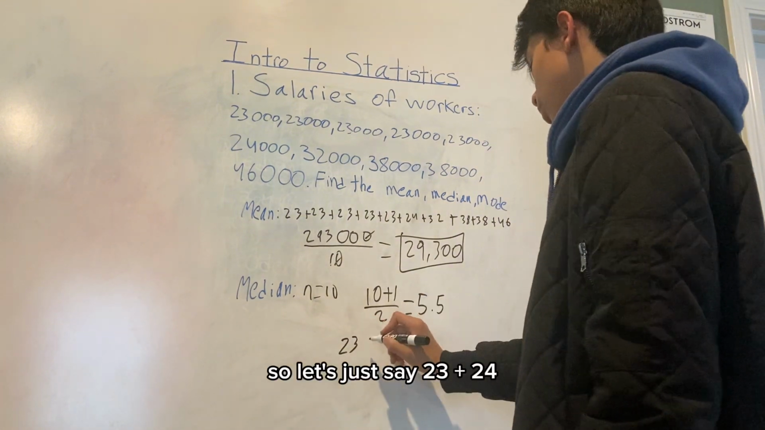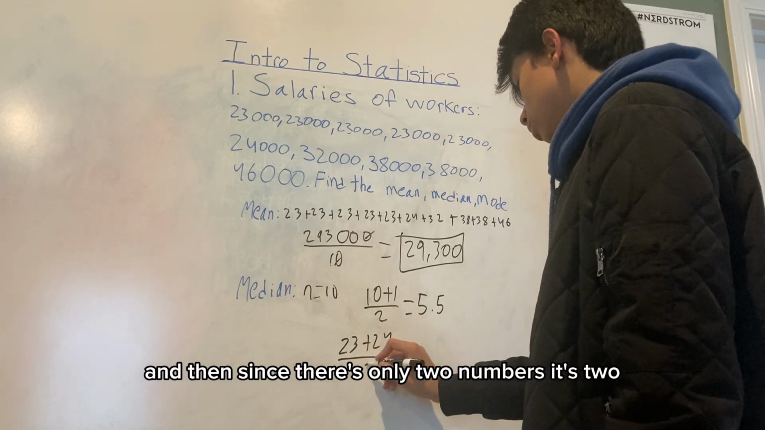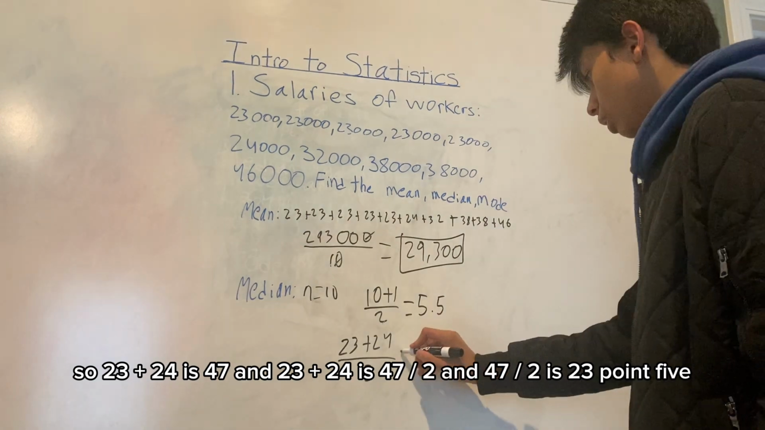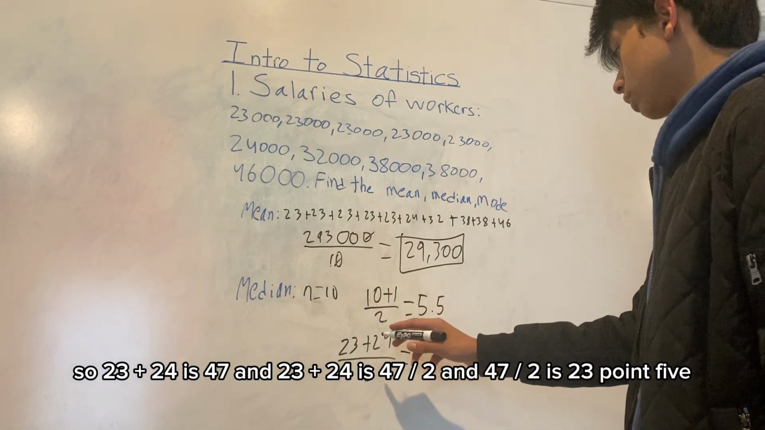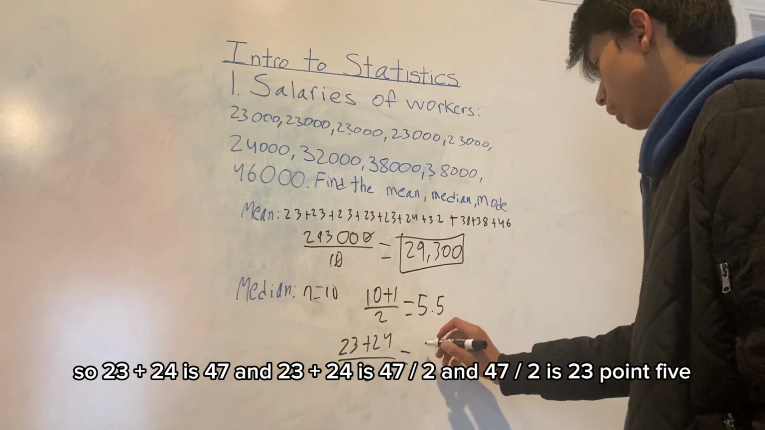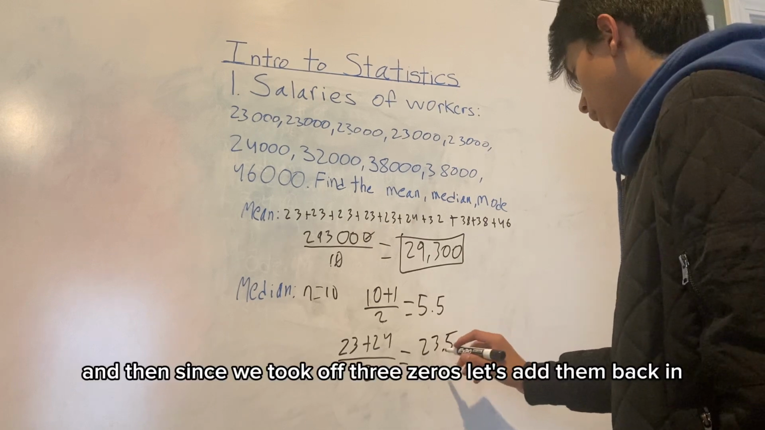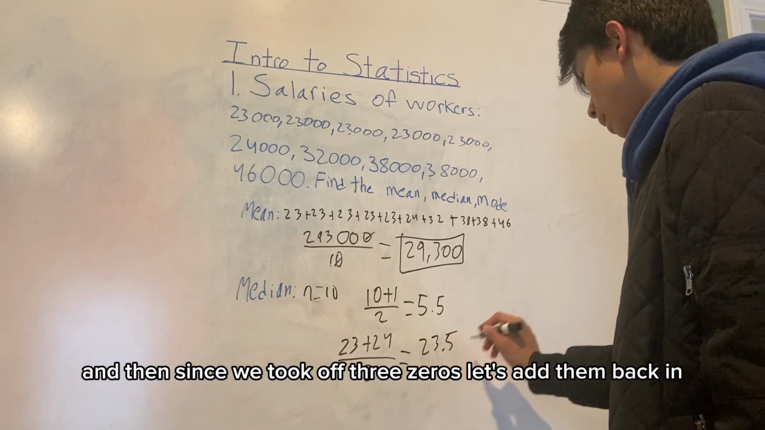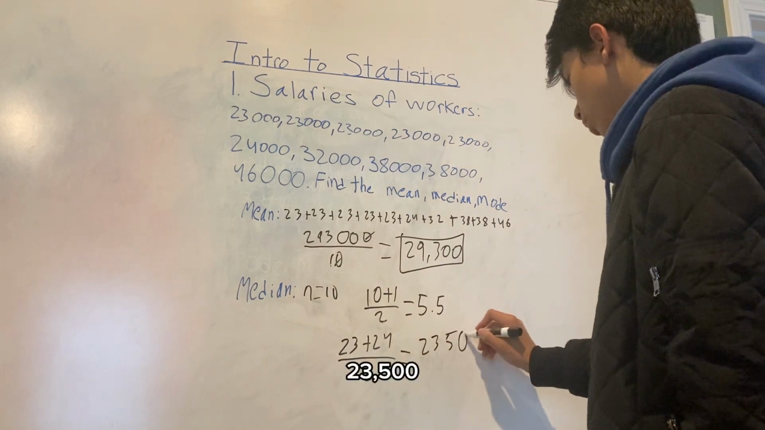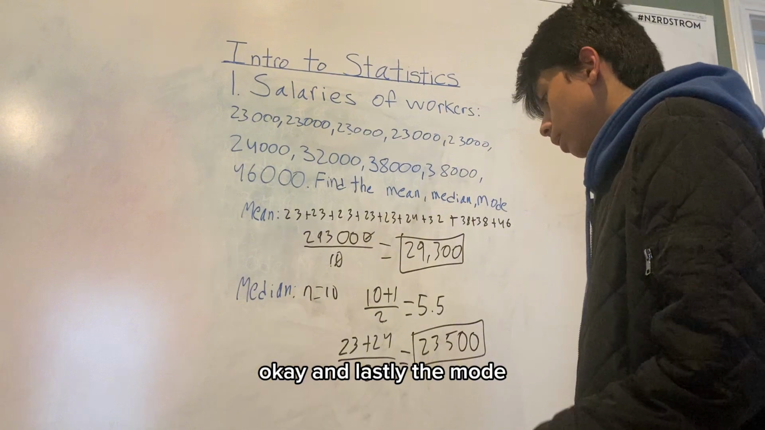So let's just say 23 plus 24. And then since there's only two numbers, it's 2. So 23 plus 24 is 47, divided by 2. And then 47 divided by 2 is 23.5. And then since we took off 3 zeros, let's add them back in. So the mean is 23,500.